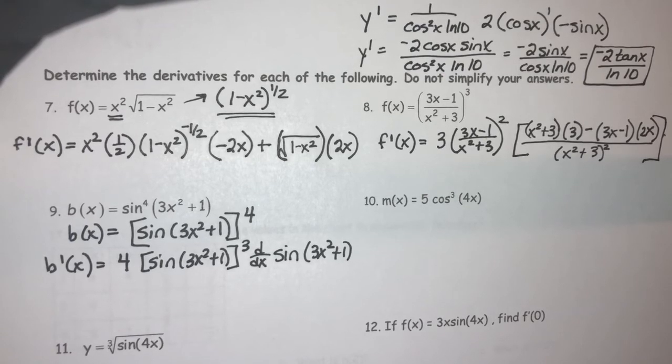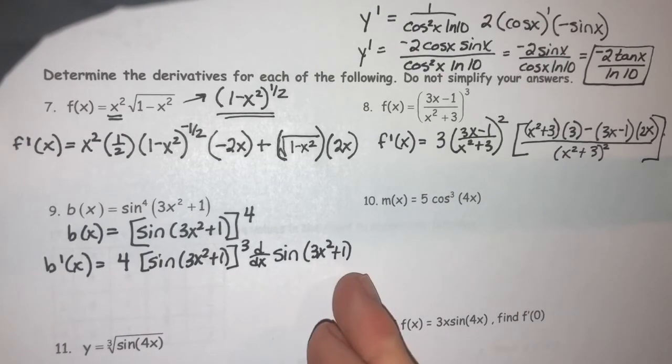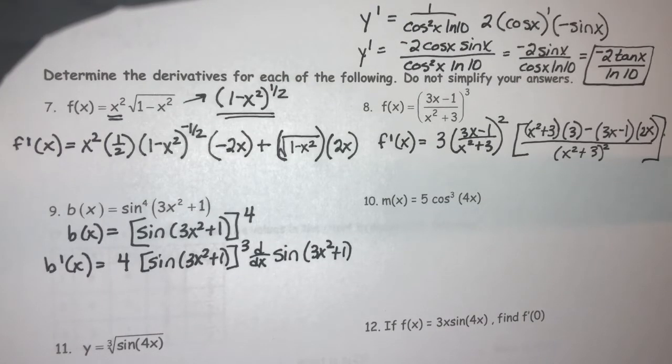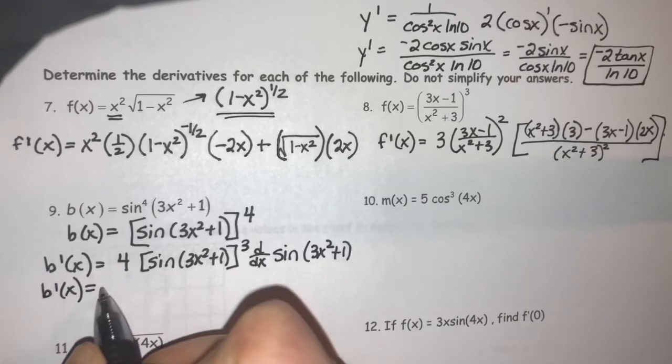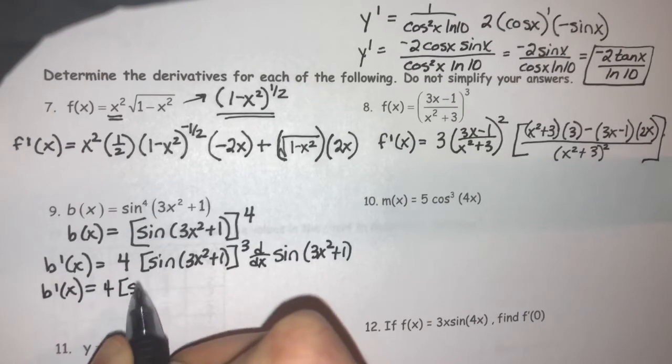You don't have to do this little d/dx of the sine of 3x squared plus 1, but I find that if you do this when you recognize the inside function is a composition of functions and will require the chain rule, it helps you to make sure that you don't miss anything when you're taking that next derivative in the problem. So the stuff in front is just going to be copied down. We don't do anything to it.